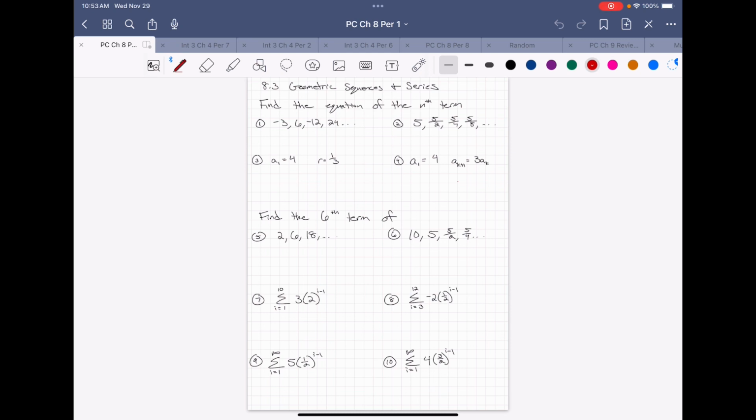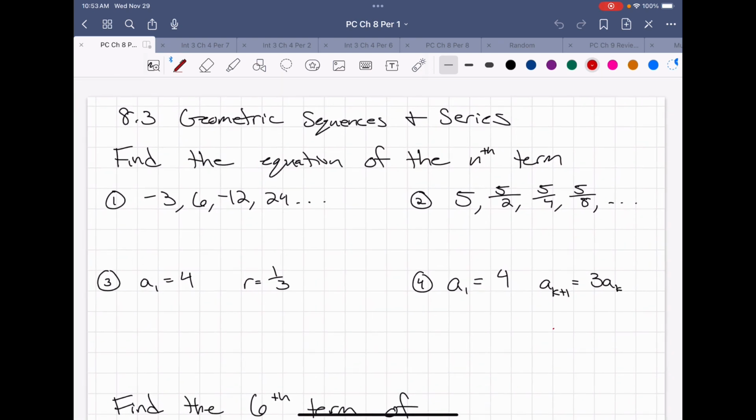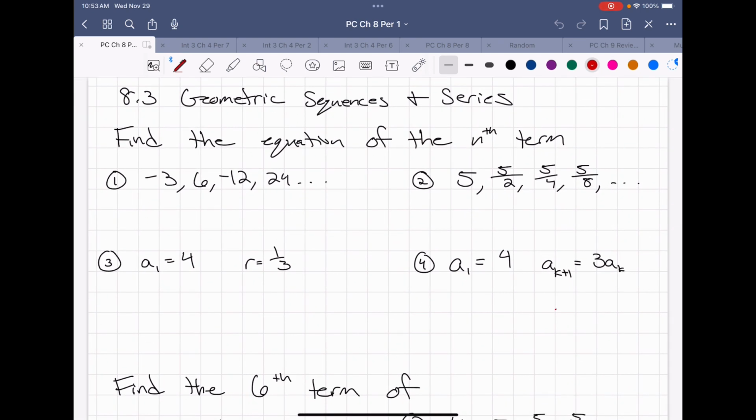And sequences and series isn't an essential skill, and it's a pretty straightforward concept, so I have faith that you guys will be okay. So 8.3 was geometric sequences and series. Remember, a sequence is like comma, comma, comma, comma, right? A list of numbers. A series would be plus, plus, plus, plus when you're adding them all together.